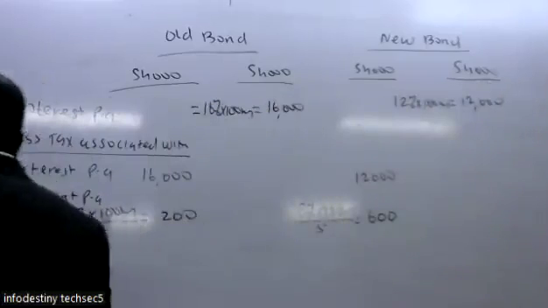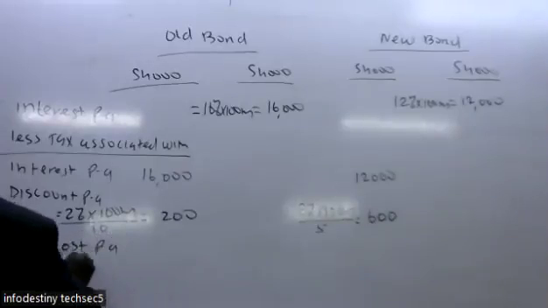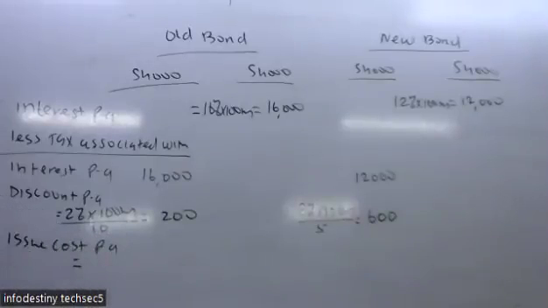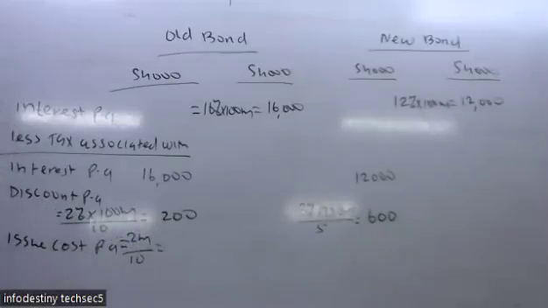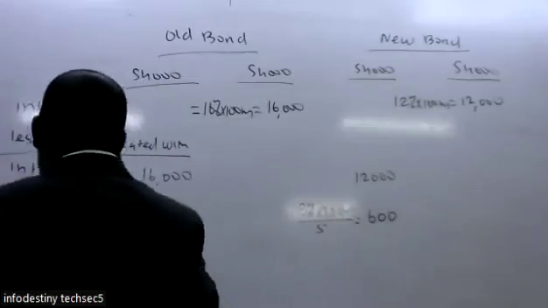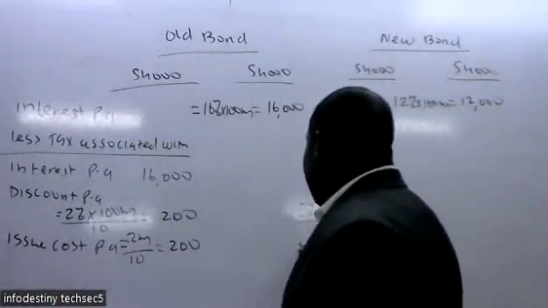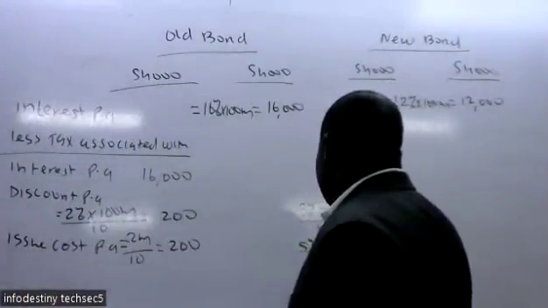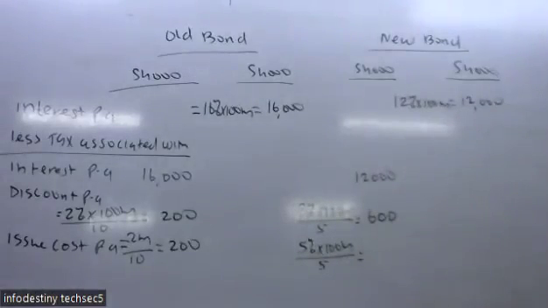Then also issue cost per annum. So the issue cost per annum for the old bond, you remember in the first paragraph we are given 2 million. We are also dividing by 10 years. So it will still come to, it was also 200. For the new bond, it is 5% of also 100 millions. You also divide by 5 years because the new bond will be there for the 5 years.